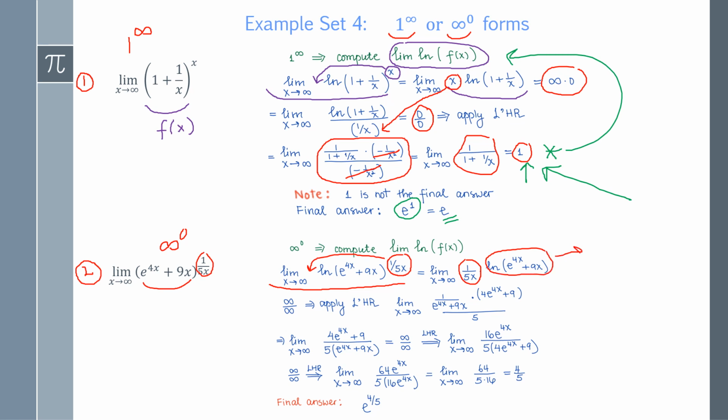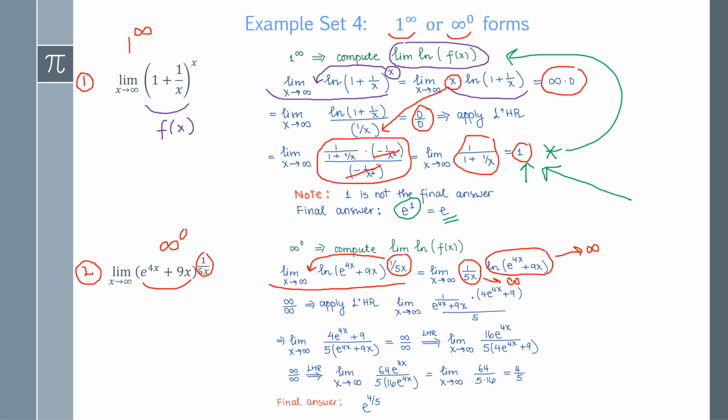So this goes to infinity. And 5x in the denominator, that also goes to infinity. Okay, so now we can apply the L'Hopital rule. All right, so what is the derivative of natural log of e to the power of 4x plus 9x?